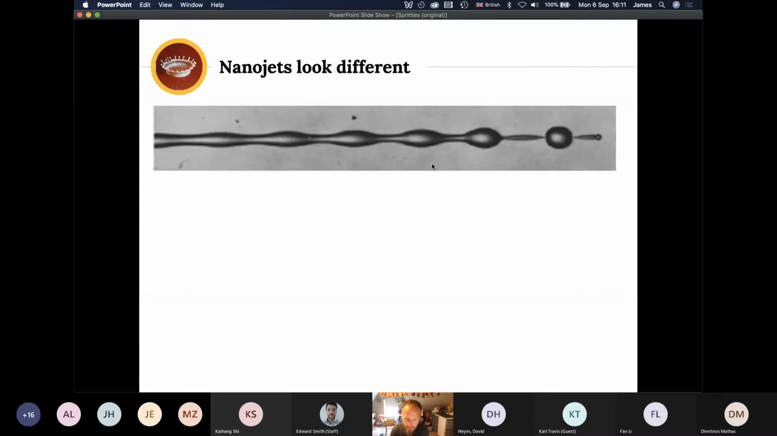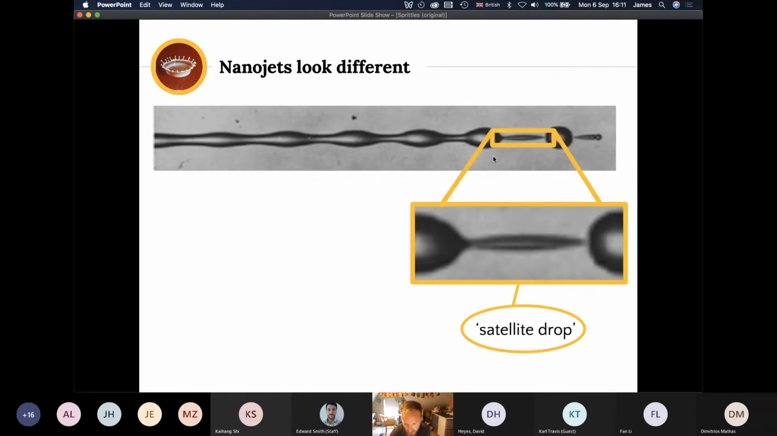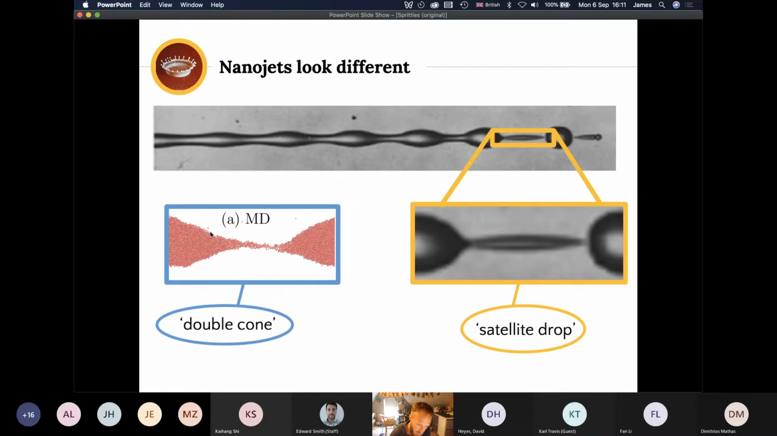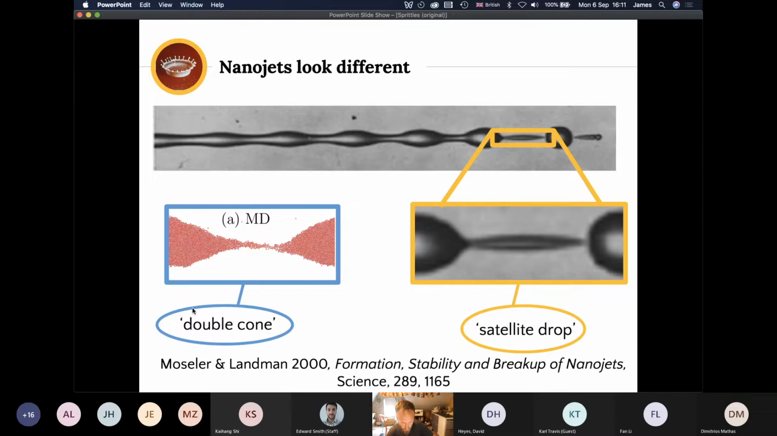So that was nanodrops and coalescence. What about nanojets? Well, things were well known there already. On the macro scale, you see this classical picture of jets breaking into drops and satellites in between, so drops and threads. On the nanoscale, you see something completely different, where you get a double cone type breakup. This was understood by Moseler and Landman in 2000, and they showed why this can be attributed to thermal fluctuations.